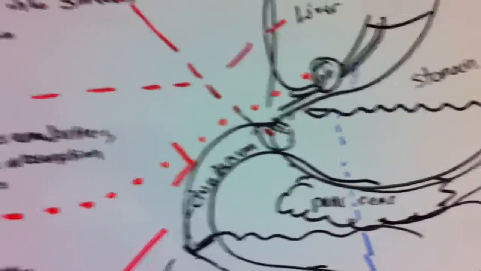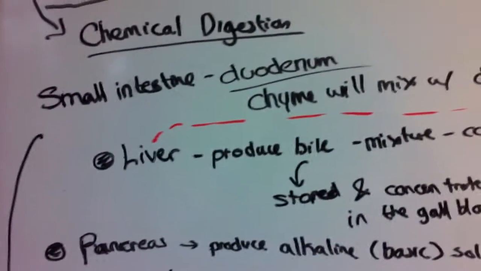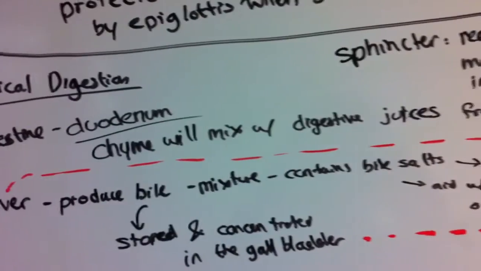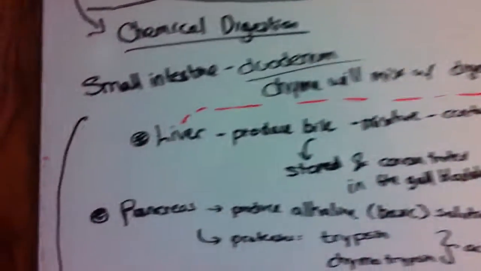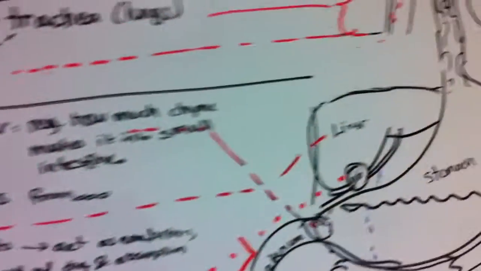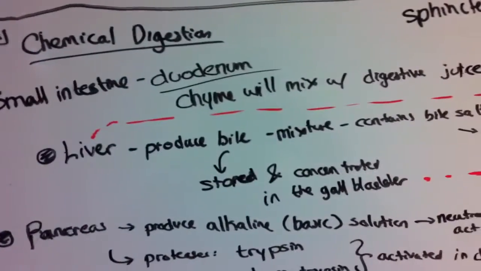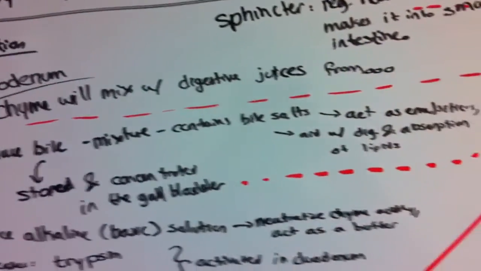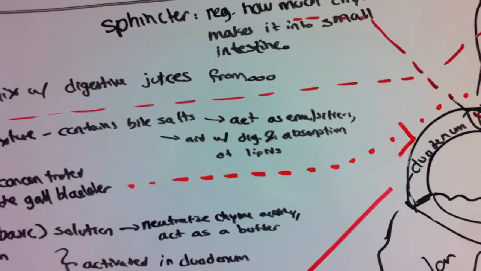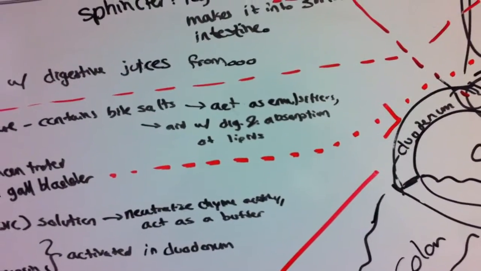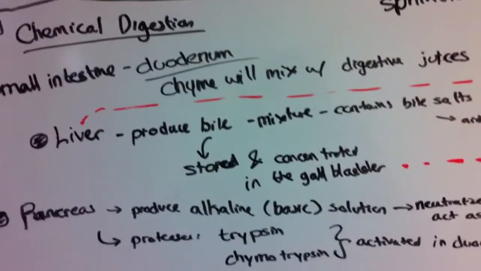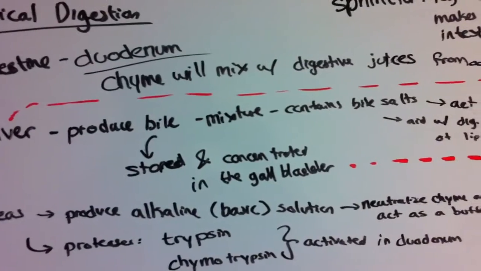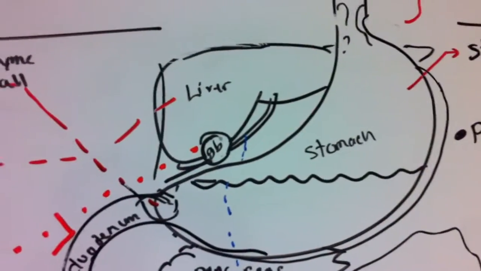Now, the first part of the small intestine is called the duodenum, and the duodenum is where chyme will mix with these digestive juices, and the digestive juices will come from many sources. One source will be from the liver, and the liver will produce bile, which is a type of mixture and contains bile salts. Bile salts act as emulsifiers and will help with the digestion and absorption of lipids. Bile will then be stored and concentrated in the gallbladder, located right there.